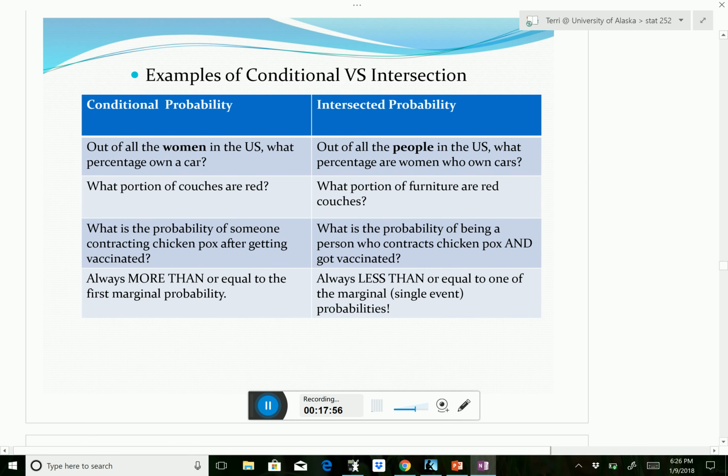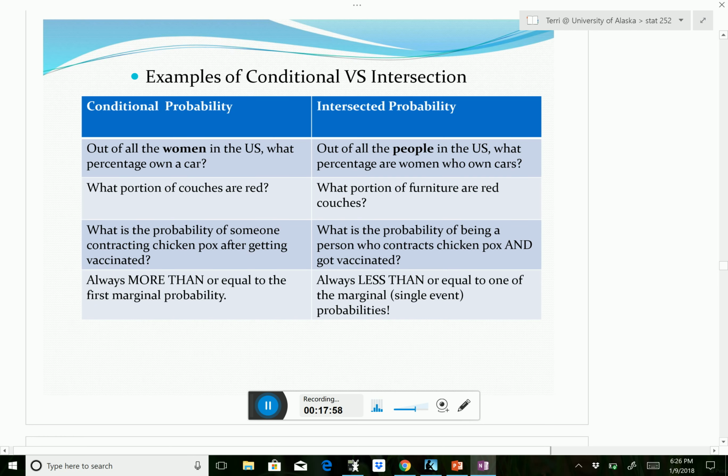I want to talk a lot more about this. This is something that really starts to confuse folks. Out of all the women in the US, what percentage own a car? This is an example of a conditional probability because we're taking a subset of the population. We want the probability somebody owns a car given that they're a woman. Out of all the people in the US, what percentage of the people are women who own cars? This is an example of an intersected probability.